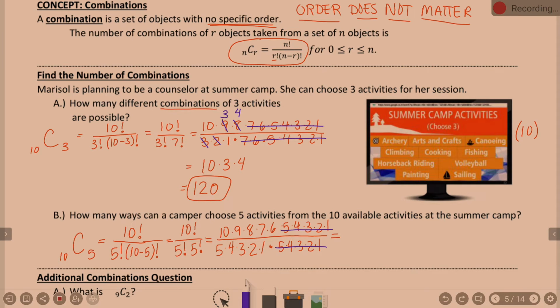Okay, I mean, yeah, 5's going to have to cancel with the 10. 4 is going to have to cancel with the 8. And 3 is going to have to cancel with the 9. Well, no, actually, 9 or 6. And here's actually what I like to do. What do you know about 3 times 2? 3 times 2 is 6. So what could I do? 3 times 2 and 6 could cancel, right?